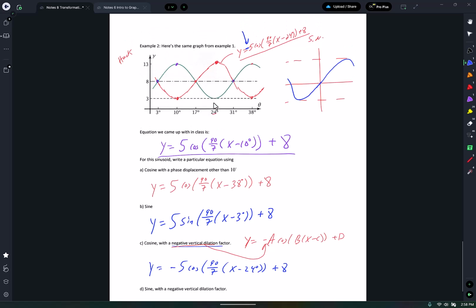Wait, so I'm pretty sure they gave us the green one, right? This is the green one. We want the green one, but we want it with a negative vertical dilation, with a negative in the front. If I take out that negative, I get the red one. But if I put the negative, it turns that red one into the green one. You know what I mean?